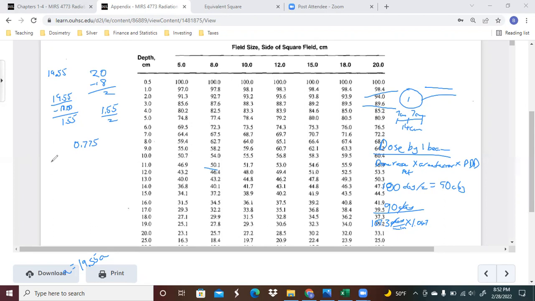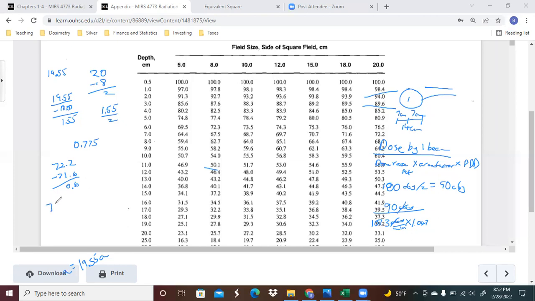Why is that relevant? Well, what I'm going to do next is say, okay, at 7, what is the distance between 18 and 20? The difference between the PDDs is this. So I know that the PDD is going to increase a little bit here as we go from 18 to 20. The question is how much?